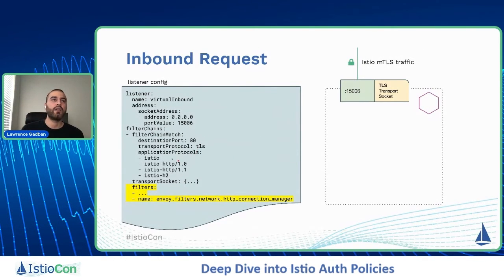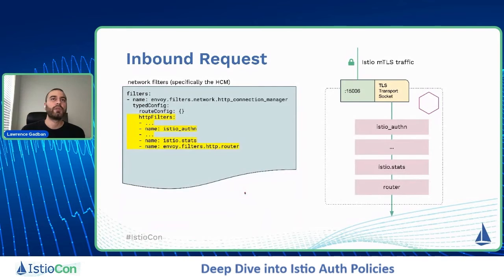So then we'll zoom back out, and the next step is really the filters. In this case, we're looking at a network filter, the HTTP connection manager, or HCM, and that's really where all of the HTTP processing in Envoy happens. We have the HCM on this filter chain. And if we zoom in a little bit on the HCM, we have a set of HTTP filters associated with it. In this case, we have something like Istio authentication, Istio stats, and the router.